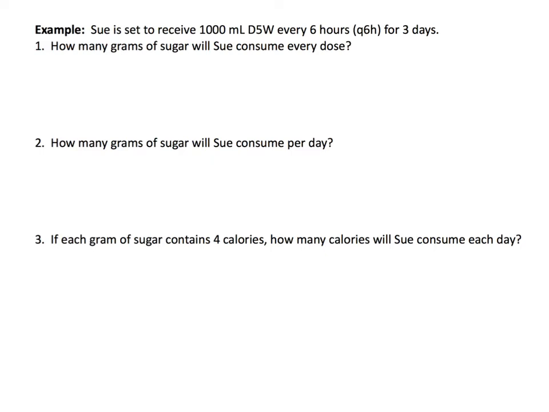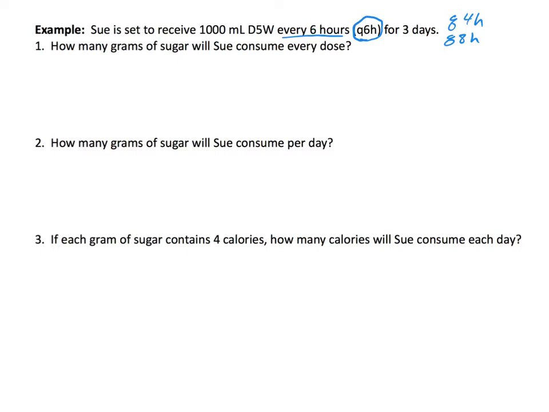First, we're given an abbreviation here at the top that we're going to see starting in a couple weeks, but I want you to be aware of this. This Q6H means every 6 hours. You will also see it as Q4H for every 4 hours, Q8H every 8 hours, and so forth. It's just telling you how often you would be, in this case, giving this 1,000 milliliters of D5W.